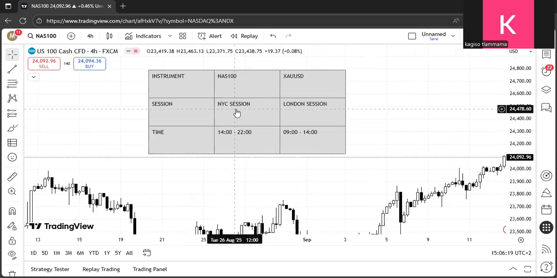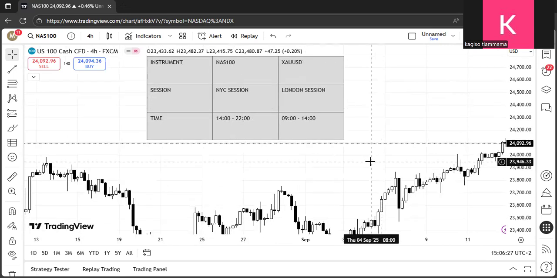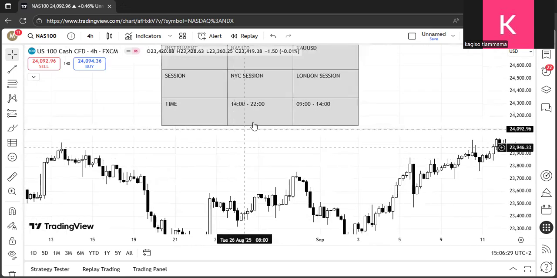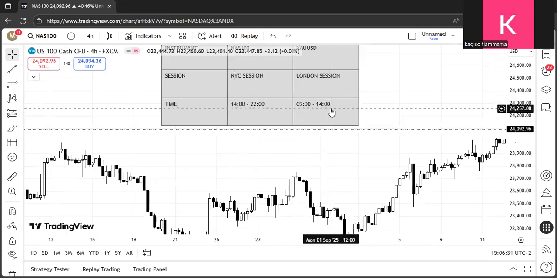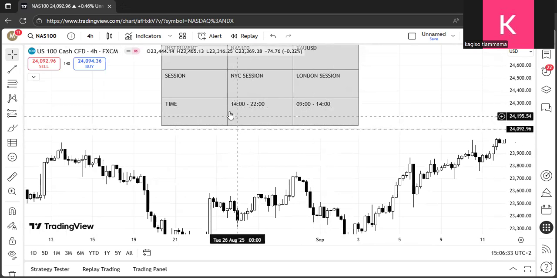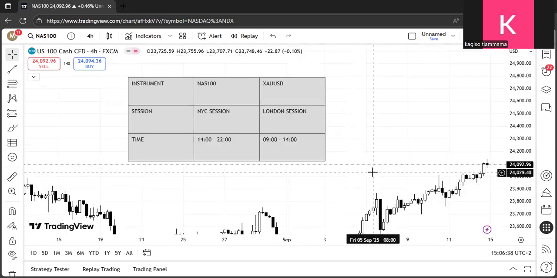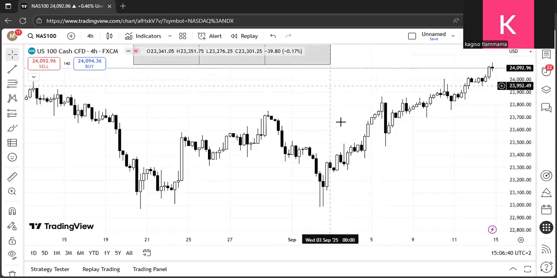If you want an entry on Nasdaq, you have to wait until the New York session, and if you want an entry on gold, you have to wait until the London session, which is between 9 and 2 p.m. and then 2 to 10 o'clock, which is pretty much the whole day, starting from 2 o'clock.